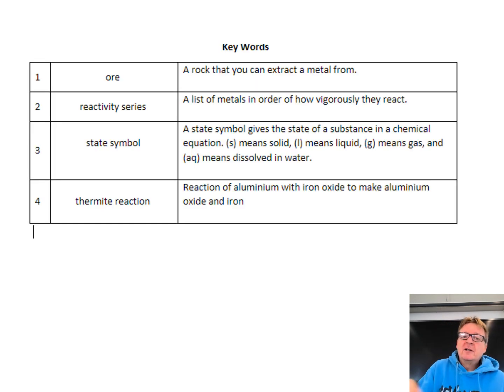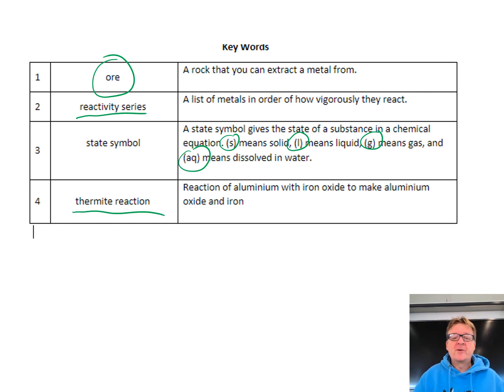Keywords. A rock that you can extract metal from is an ore. Financially viable means there's enough metal in it that it's worth the process. A list of metals in order of how vigorously they react is the reactivity series. State symbols: solid, liquid, gas, aqueous, which means dissolved in water. And the final one is the reaction of aluminium with iron oxide to make aluminium oxide and iron. It's called the thermite reaction.